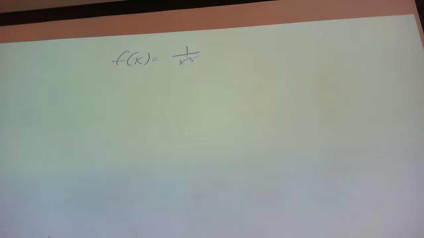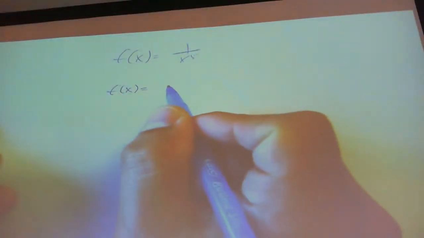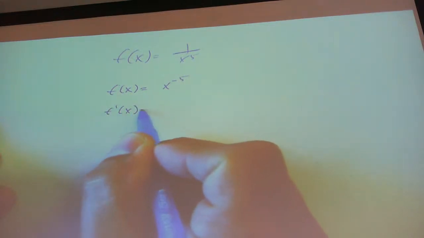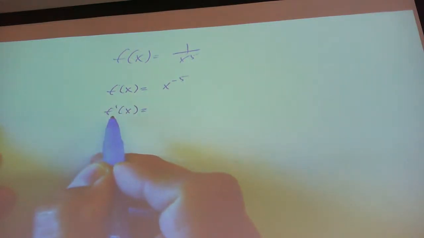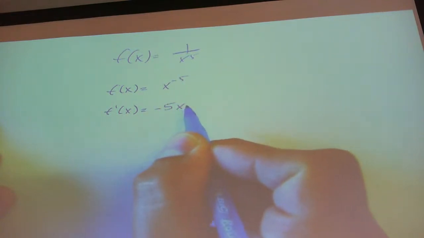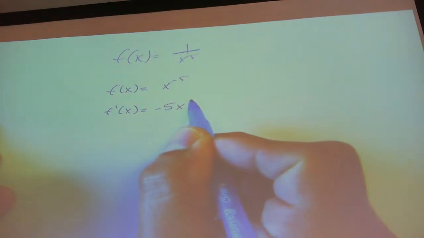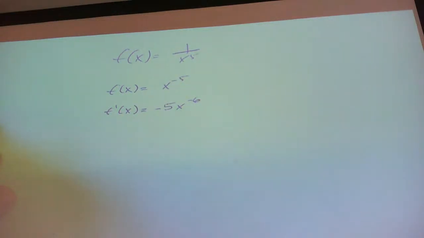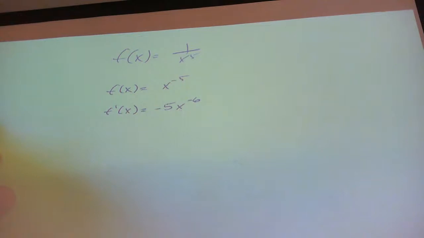So if it doesn't look like number in front, variable, exponent, step 1 will be to rewrite it. So how can I rewrite 1 over x to the 5th? X to the negative 5. So the derivative, notice the difference, original derivative, what would the derivative be? Negative 5x to the, please be careful, negative 6. Negative 5 minus 1 is negative 6, not 4.